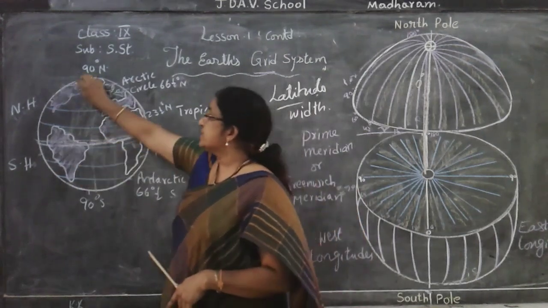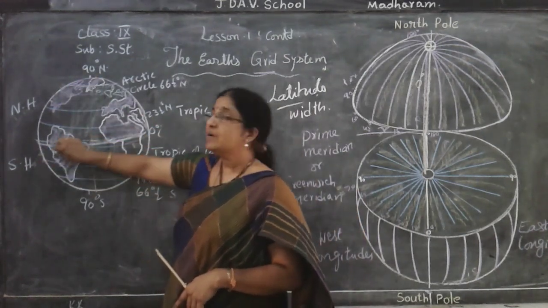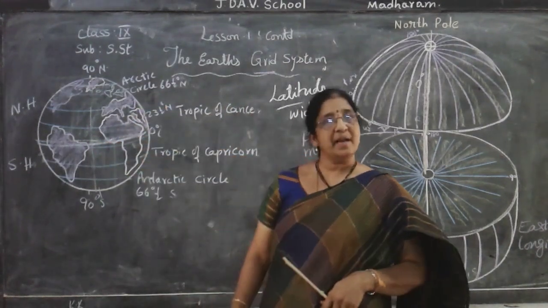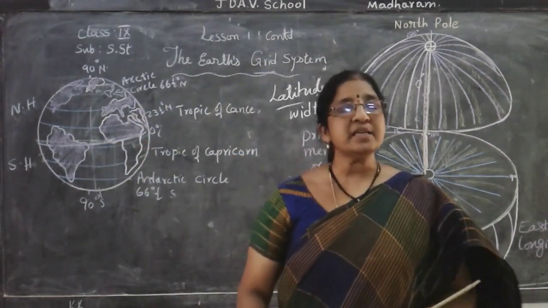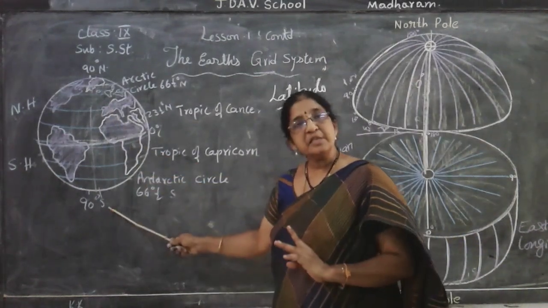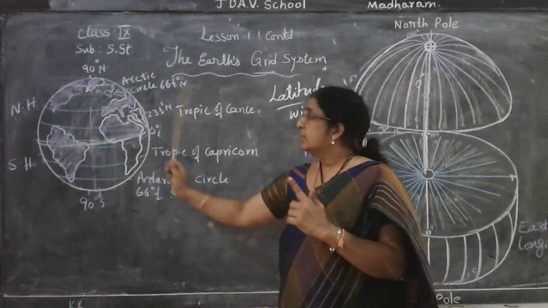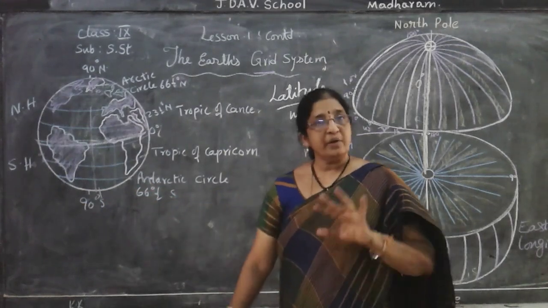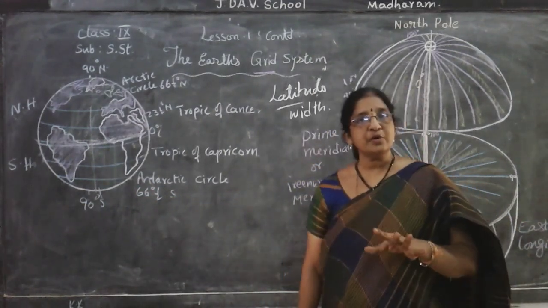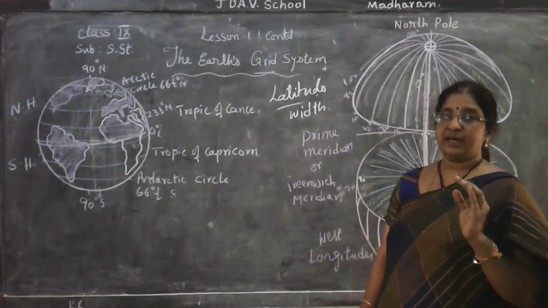If you go this side, it is the western hemisphere, and if you draw a half here, it is the eastern hemisphere. So we will look at places in the northern, southern, eastern and western hemispheres. When these hemispheres are there, with the help of latitudes and longitudes, we locate places, children.